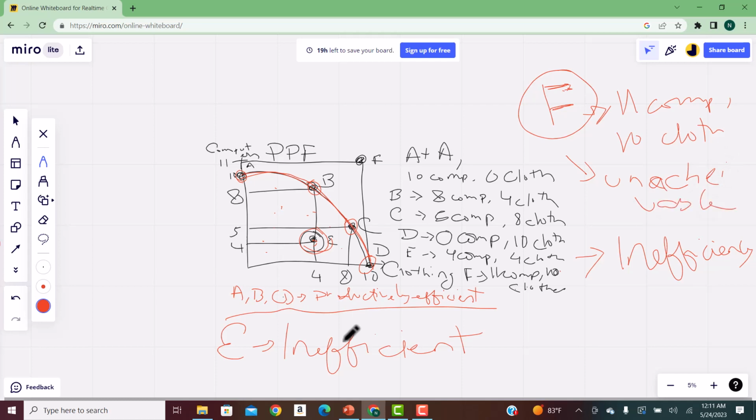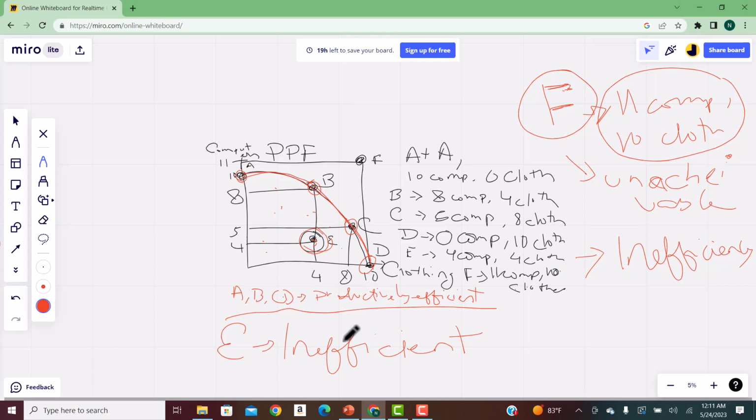Okay, so point F is unachievable. Given the amount of resources we have and the technology we have, we are unable to achieve this combination of computers and clothing at this point in time. In the future, we can have more resources or technological improvements so we can increase the quantity to this amount for computers and clothing. But right now, because it is above the curve, beyond the curve, it is unachievable.